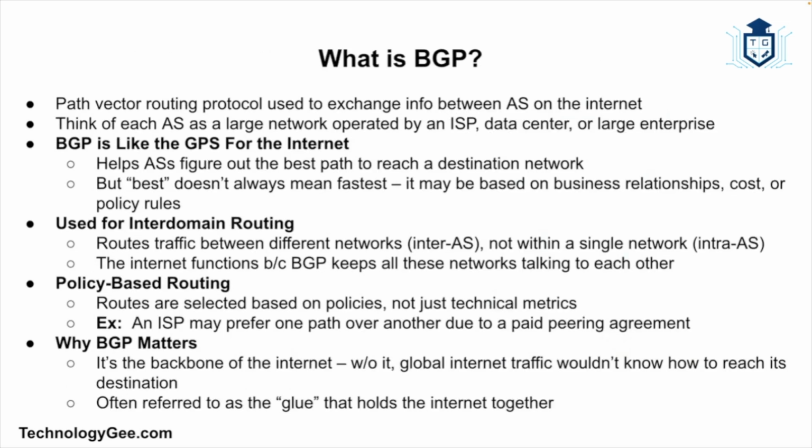All right, so exactly what is BGP? So Border Gateway Protocol is a path vector routing protocol that is used to exchange routing information between autonomous systems on the internet. So think of BGP as the GPS of the internet of autonomous systems. It helps them figure out the best path to reach a destination network, and that doesn't always mean the fastest path. Sometimes it's about what's politically or economically favorable. So in other words, BGP is the glue that holds the internet together.